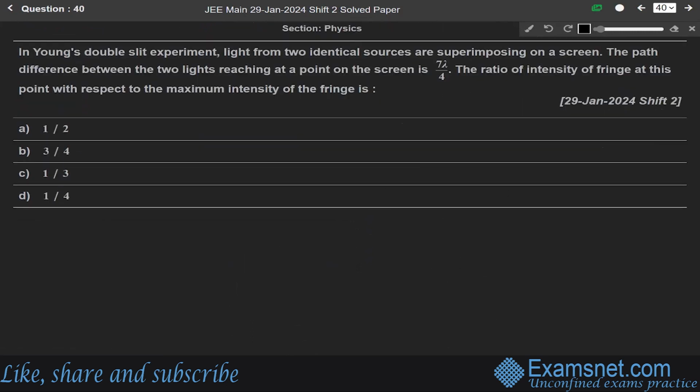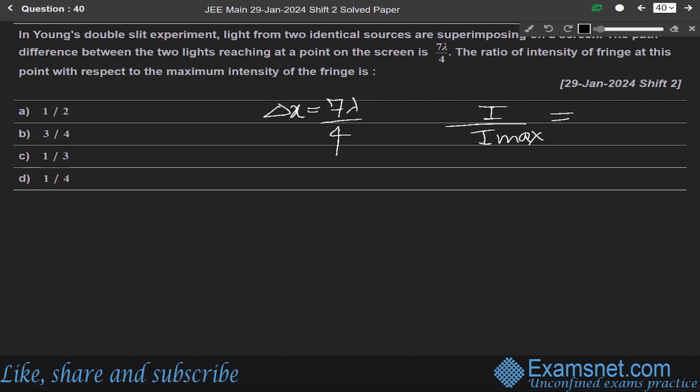Now next question, question 40. According to this question, in a Young's double slit experiment, light from two identical sources is superimposing on a screen. The path difference between the two lights reaching a point on the screen is 7 lambda by 4. We have to find the ratio of the intensity of the fringe at this point with respect to the maximum intensity, I over I maximum. So this question is from the chapter of wave optics.